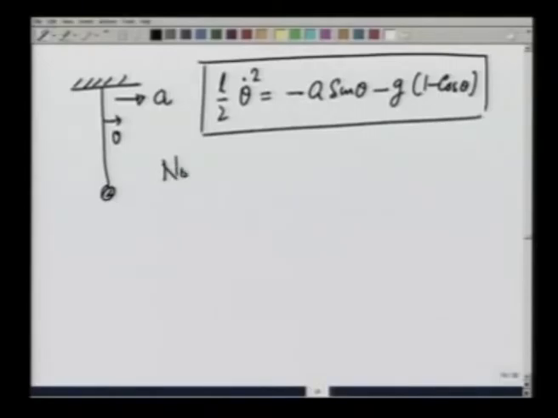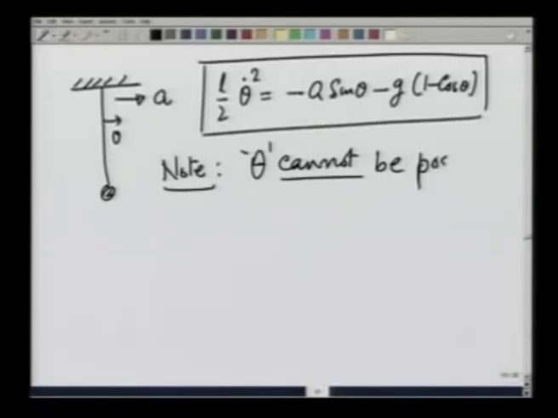Note 1, theta cannot be positive. If theta becomes positive, the right hand side would be negative, and that will give you theta dot square to be negative, which cannot happen. Therefore, the pendulum has to swing in negative theta direction. It has to swing back. So, after some time, its position would be something like this. It would have swung in theta negative direction.